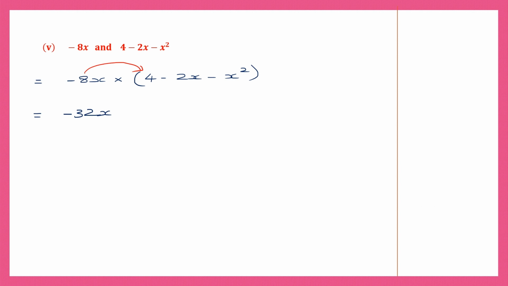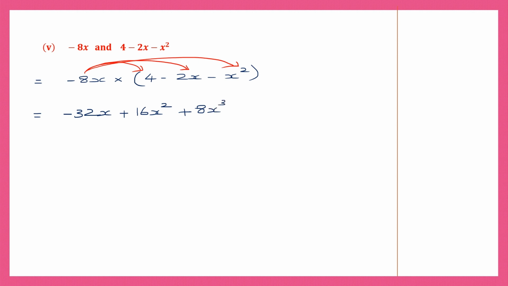Now multiply minus 8x into minus 2. Minus into minus is plus. 8 twos are 16. x into x is x to the power of 1 plus 1, which is 2, x squared. Now minus 8x into minus x squared. Signs first. So minus into minus is plus. Then we have the number 8. Then x into x to the power of 2, that is 1 plus 2. So x to the power of 3.